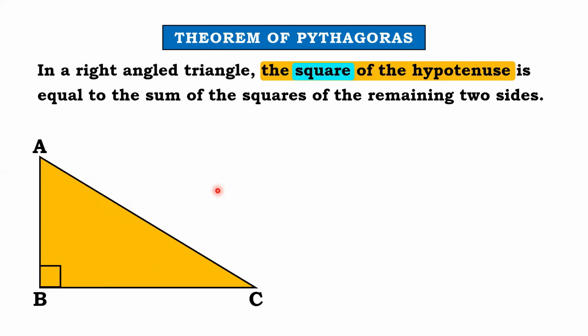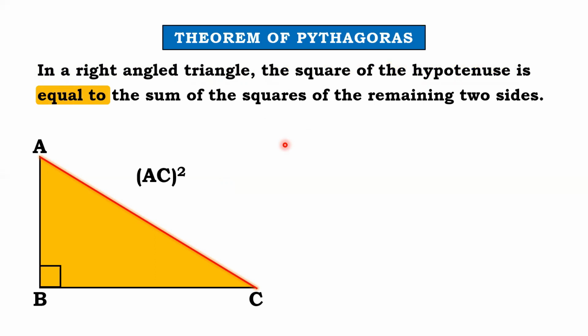Is it clear? And the square of the hypotenuse. So hypotenuse, we know, is AC. Square of hypotenuse means square of AC, that is AC square. Equal to. In mathematics, equal to, we all know. Sum. What is the meaning of sum? Sum means plus, sum means addition. So the plus sign is there. Squares of the remaining two sides.